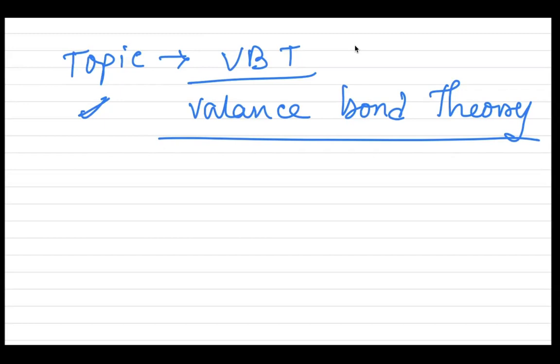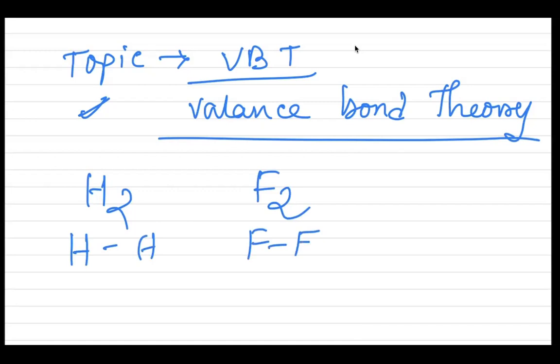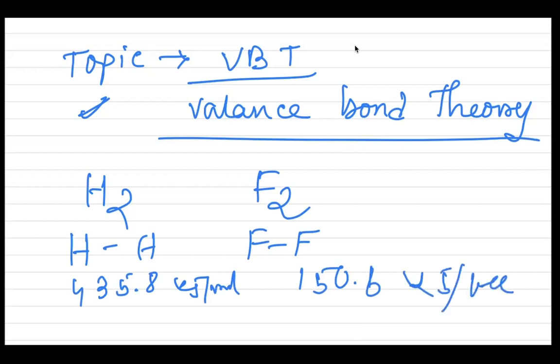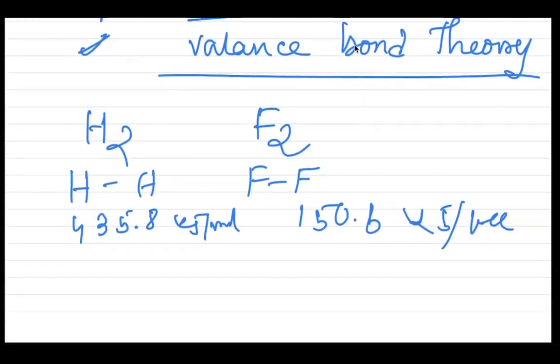Another thing: see H2 and F2. Both form a single bond, but the bond enthalpy of hydrogen is 435.8 kilojoule per mole, whereas for fluorine it is 156 kilojoule per mole. What is the reason? That cannot be explained by VSEPR theory or Lewis theory. These are the limitations of VSEPR theory.